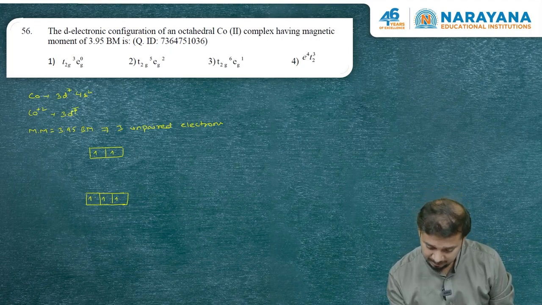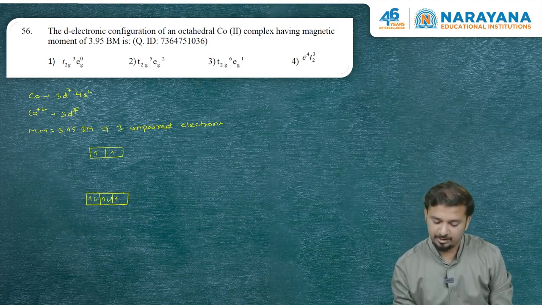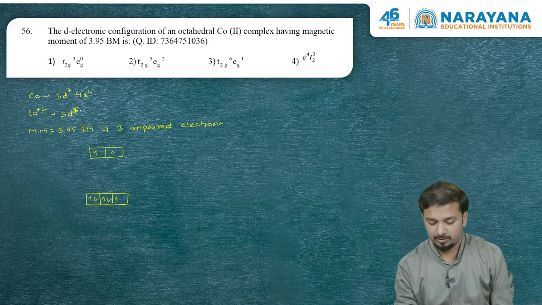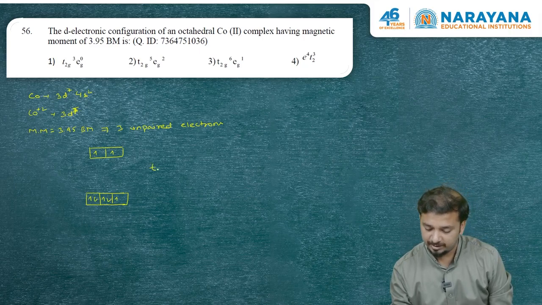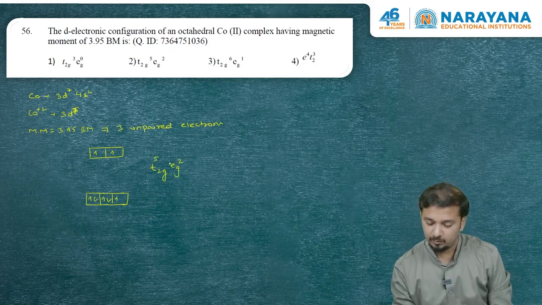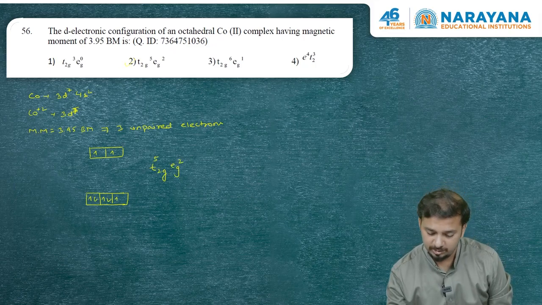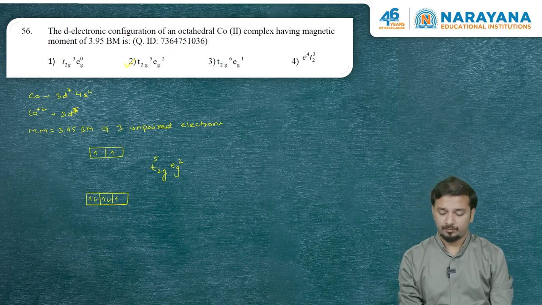Sorry, it is 3d7. So 6 and 7. So in this case, there are 3 unpaired electrons. So electronic configuration for this should be t2g5 eg2. So the correct answer for this question is option number 2.